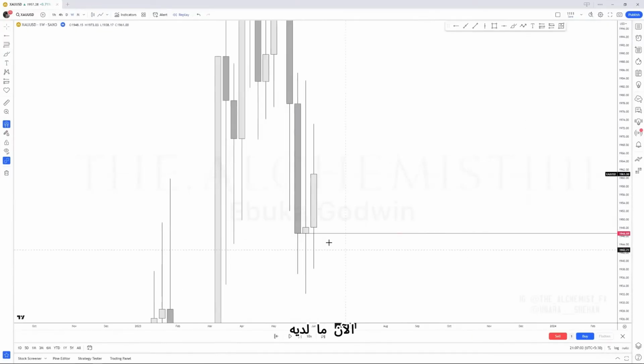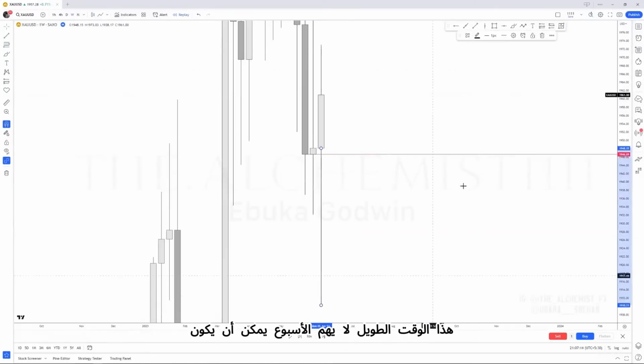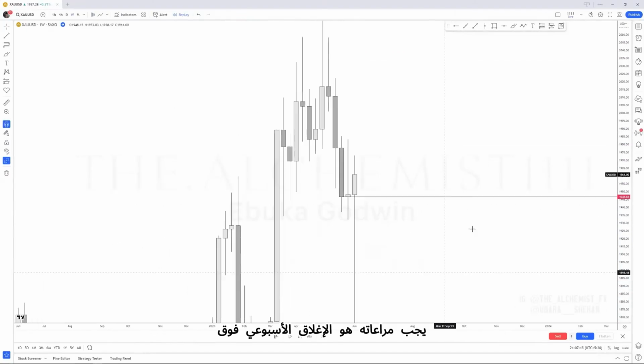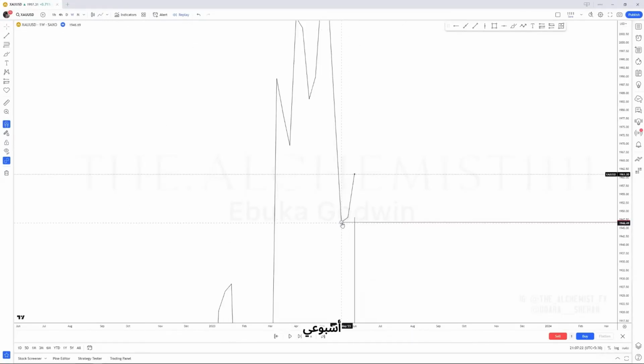Now what has it done? Look at the rejection, weekly. It doesn't matter how far down it goes. The wick can be this long, it doesn't matter. All you need to consider is the weekly closing above the weekly support.